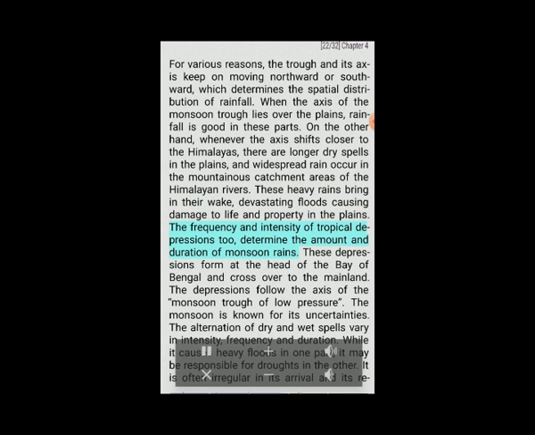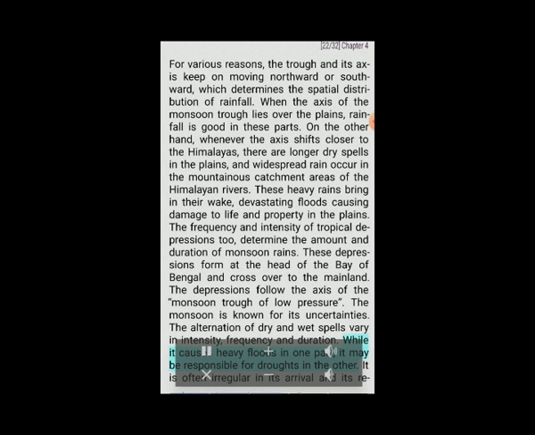The frequency and intensity of tropical depressions, too, determine the amount and duration of monsoon rains. These depressions form at the head of the Bay of Bengal and cross over to the mainland. The depressions follow the axis of the monsoon trough of low pressure. The monsoon is known for its uncertainties. The alternation of dry and wet spells varies in intensity, frequency, and duration.